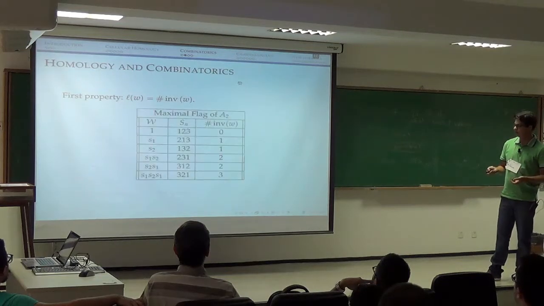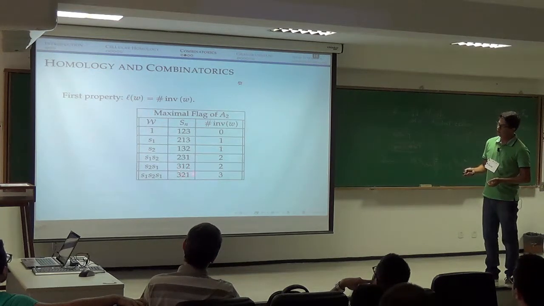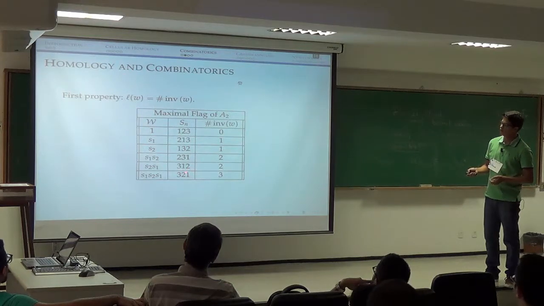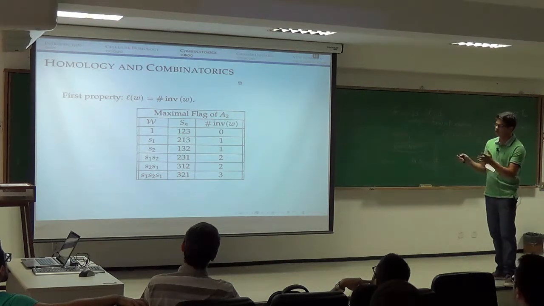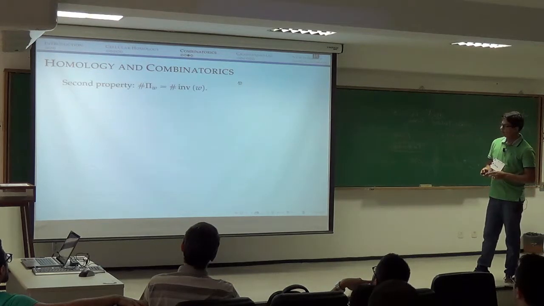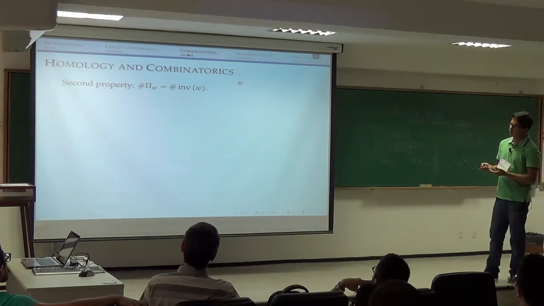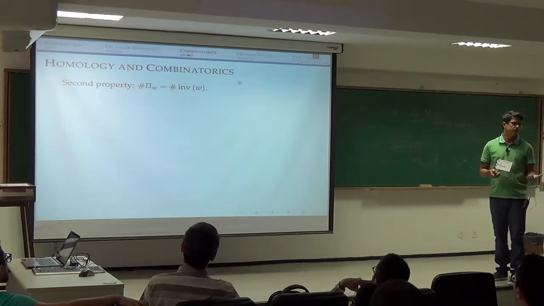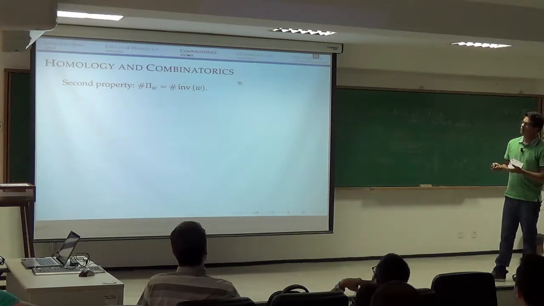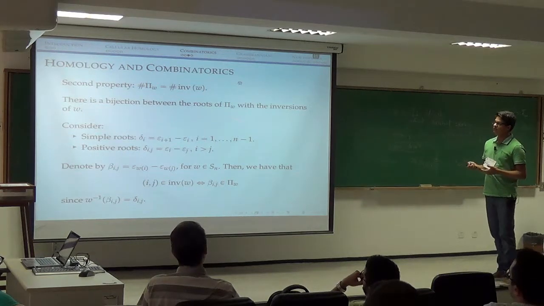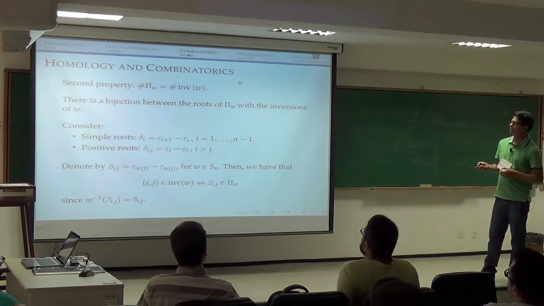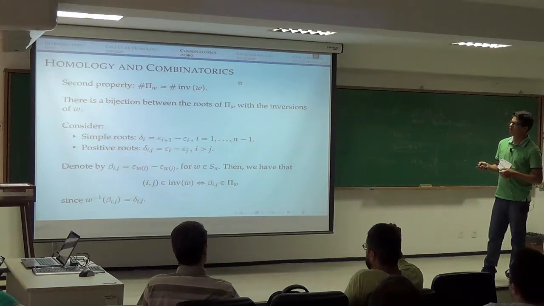For instance, if you take 3, 2, 1, we have three inversions here: 3 with 2, 3 with 1, and 2 with 1. These three inversions equal the length of W. This is a first property of the inversion, and the second one is that since P of W has cardinality equal to the length of W, the cardinality of P of W is equal to the cardinality of the inversions of W. And the idea is to make a bijection between the roots of P of W and the inversions.